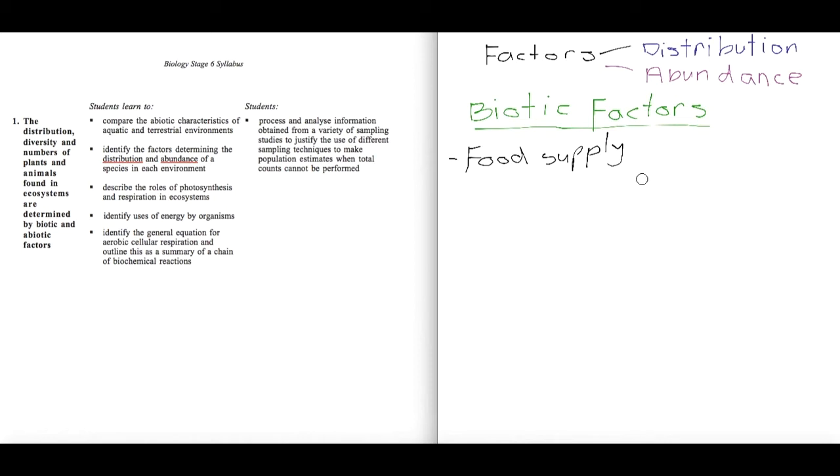Or for example, if an area doesn't provide enough food supply for a particular species, you may have some of those species or some of those organisms dying or moving out of the area.